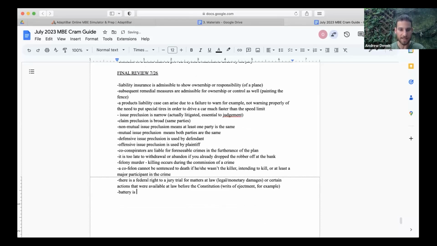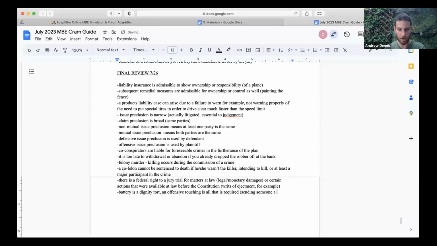Battery is a dignity tort, right? This is important too. It's not just about getting questions right in this final week. It's about understanding exactly why we got them right. I would have got that right for the wrong reason. I should have known this is battery. Battery is a dignity tort. And offensive touching is all that's required, right? Offensive touching is all that is required.